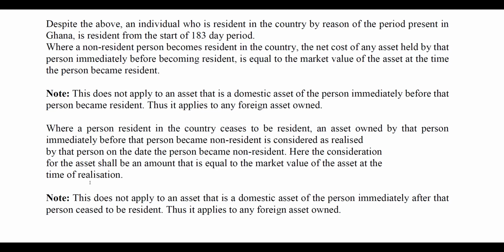That is the rule. Okay, so it doesn't apply to assets that you own here, right? That are your domestic assets. Are we okay? So it applies to foreign assets that you own, either within or without. Okay, so that brings us to the end of residence. Very important provision that you need to understand.